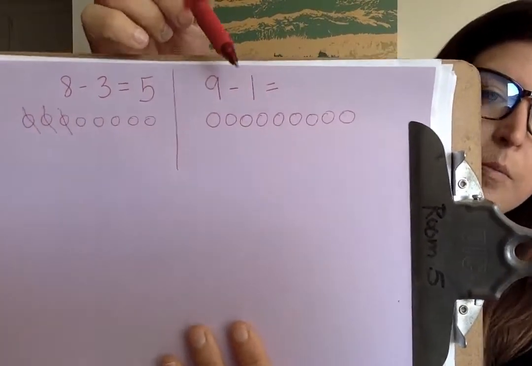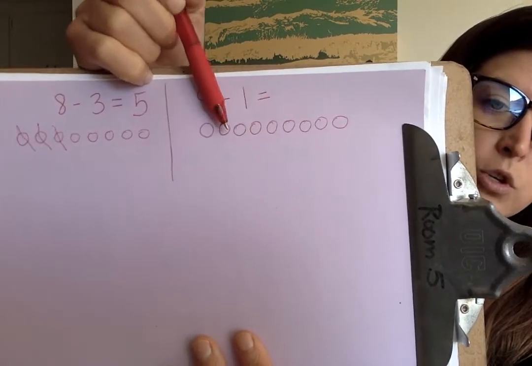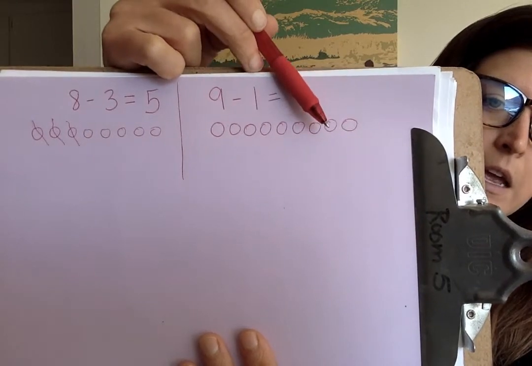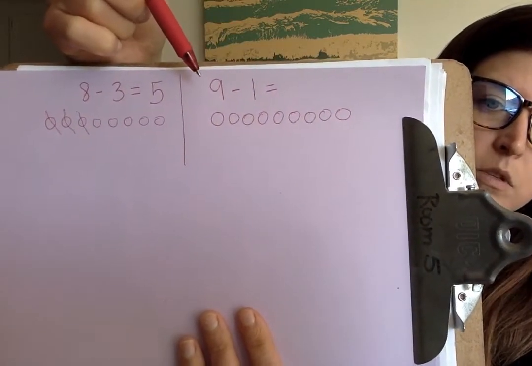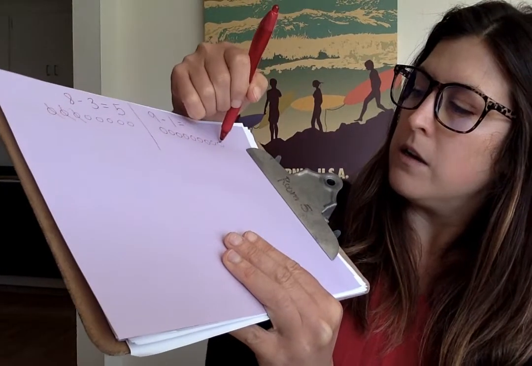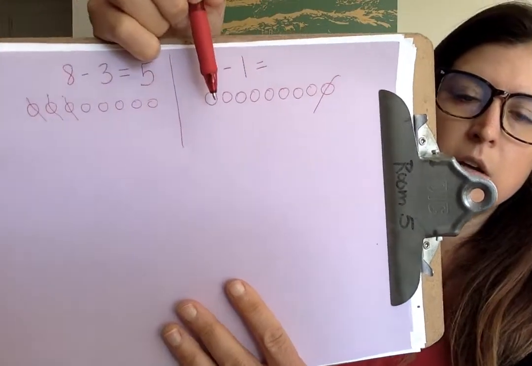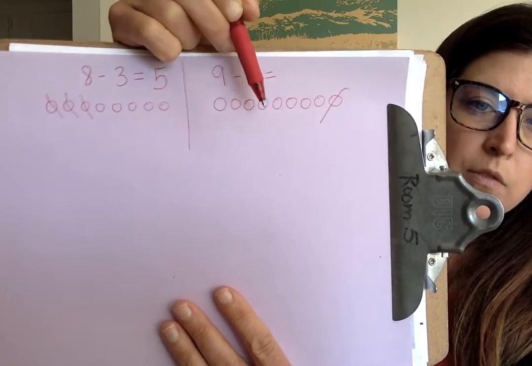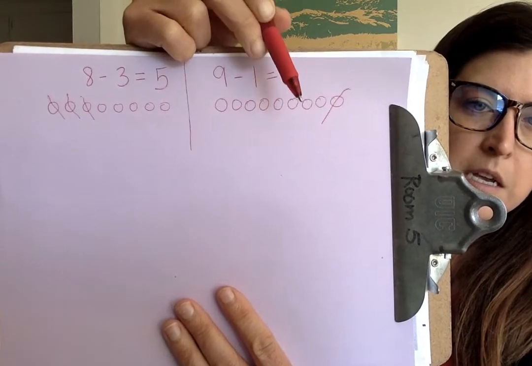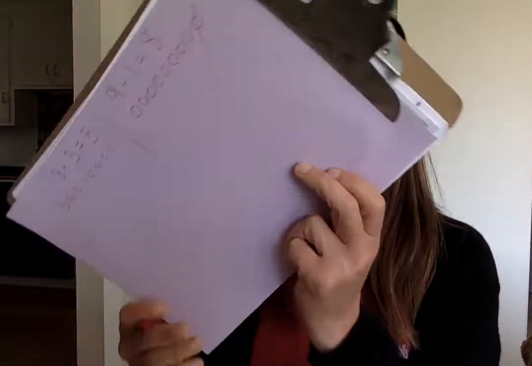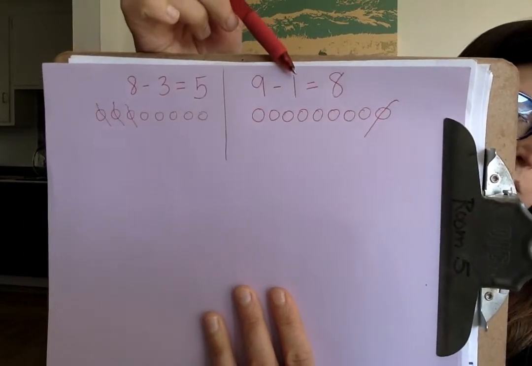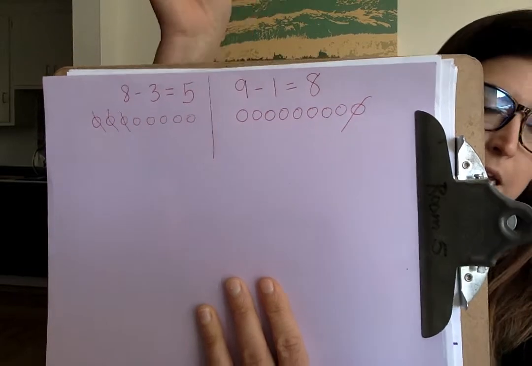Okay, now can you help me double check? 1, 2, 3, 4, 5, 6, 7, 8, 9. How many did I lose? Right, 1. And now let's count the difference. 1, 2, 3, 4, 5, 6, 7, 8. Read this sentence with me. 9 minus 1 equals 8.